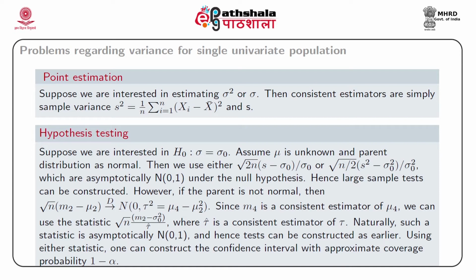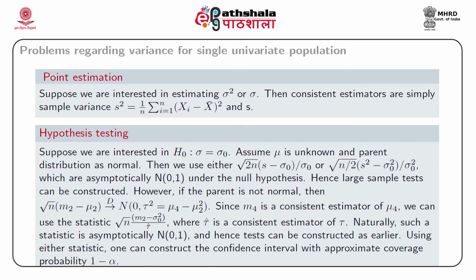So in the first case, for the first statistic, we have used the large sample distribution of the sample standard deviation, and for the second statistic we have used the large sample distribution of the sample variance, but each has an asymptotically normal distribution under the null hypothesis. Hence large sample tests can be constructed as given earlier. However, if the parent distribution is not normal, then the variance of the asymptotic distribution is different from sigma square.